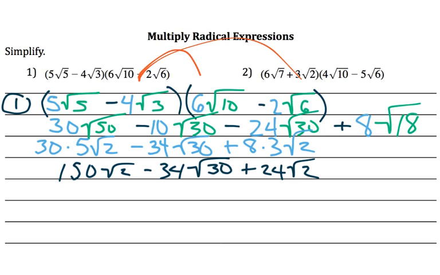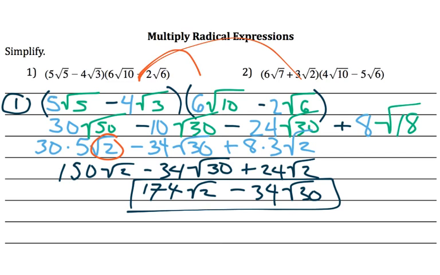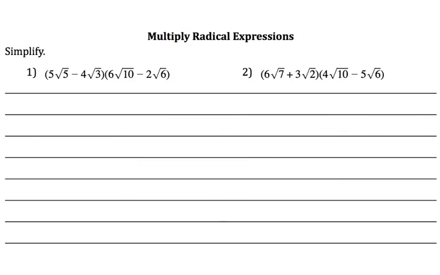The way this worked out, we ended up with 2 matches. So now we can put 150 and 24 together to get 174 square root 2 minus 34 square root of 30. And that'll be the answer, unless I made a mistake. Treat problem 2 as an on-your-own problem, and then compare it with what I have, and I'll put the whole answer up in about 5, 4, 3.